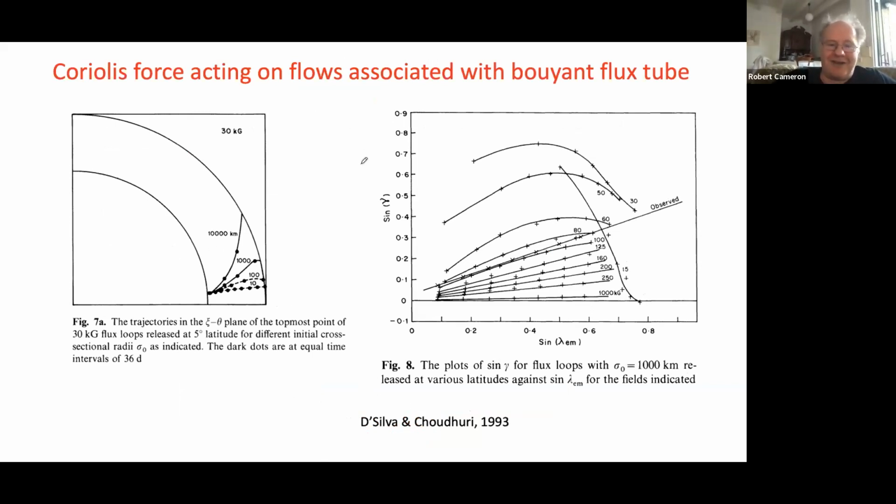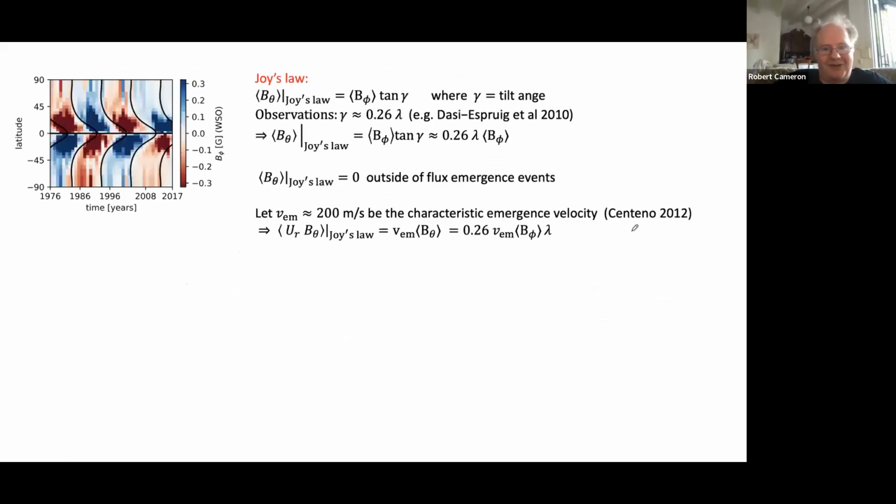We've got very nice work, and I'm not going to go into detail, done in the 90s and early 2000s, where people showed that flux tubes emerging from the base of the convection zone, if they had the correct range of field strengths, reproduce the observed tilt angle, the latitudes of emergence, and the asymmetry in the field strengths and structure between the leading and trailing polarities. However, let's go and look at Joy's law again.